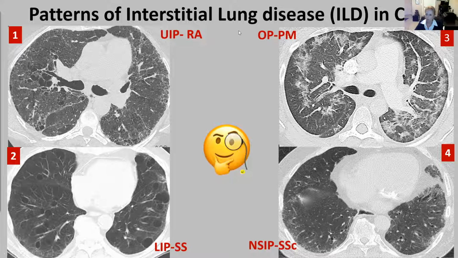OP pattern is commonly seen in polymyositis, and NSIP pattern as seen here with peripheral ground glass reticular opacities, as well as traction bronchiectasis and abnormal esophagus. All that suggests scleroderma.